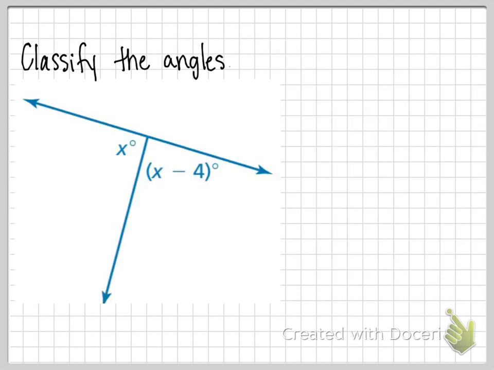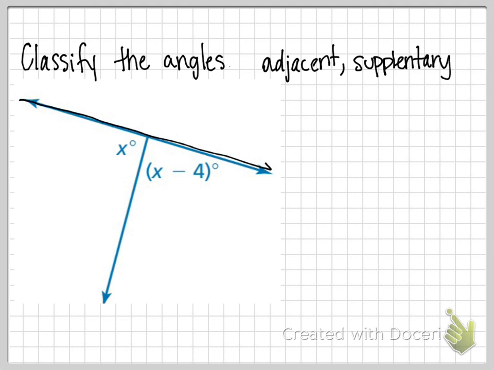Classify this set of angles. How would we call those? Brady? Adjacent. Okay, they're touching. What else? Aiden? Yes, they are supplementary, because they add to equal 180, a straight line. All right.